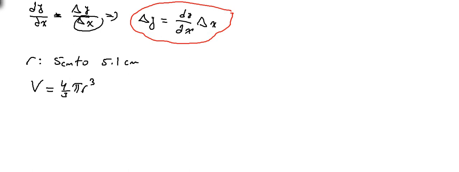A small change delta r, because the increase in r is how much? The increase in r, delta r, is equal to 5.1 centimeter minus 5 centimeter. This small change, which is 0.1 centimeter in radius, induces a change in the volume, delta v.